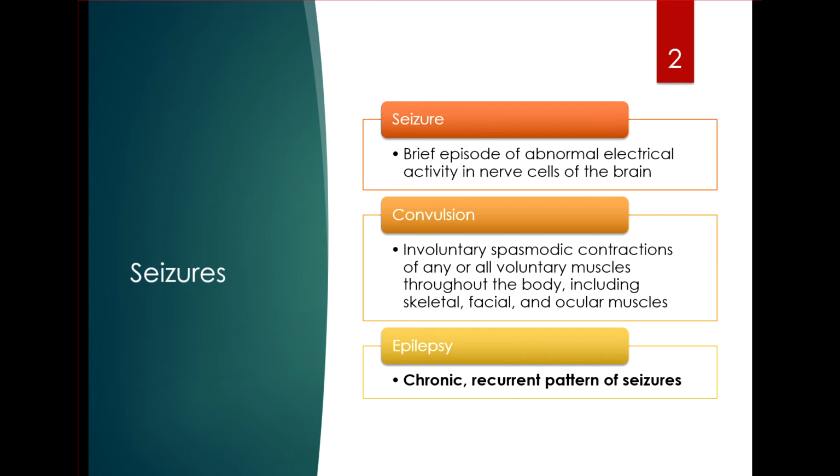So a seizure is that brief episode of abnormal electrical activity in the nerve cells of the brain. A convulsion is what we see. So there's a seizure that happens in the brain, but we see a lot of times the activity that results, and we call that a convulsion. And that's involuntary spasmodic contractions. It can be all of the voluntary muscles or some of the voluntary muscles throughout the body, skeletal, facial, and ocular. So imagine if it's all three, you're seeing quite a lot of seizure activity in a convulsion.